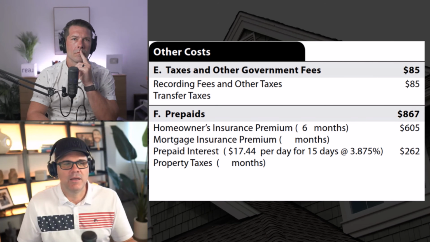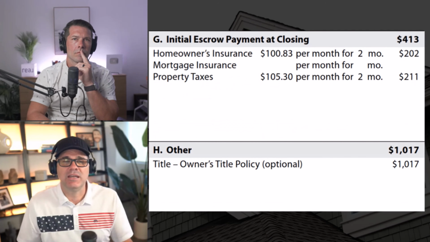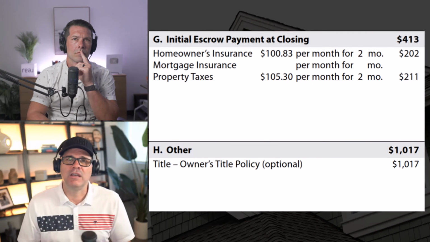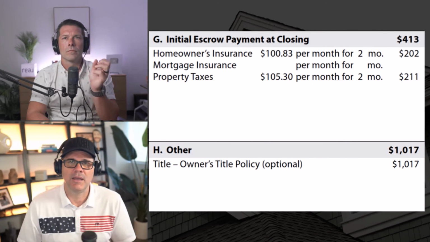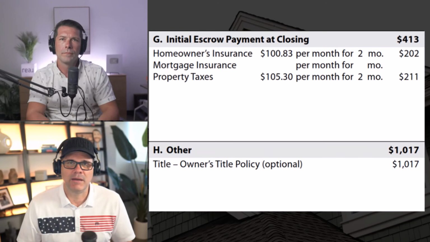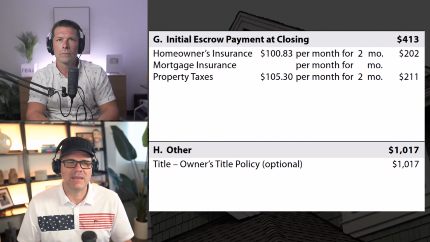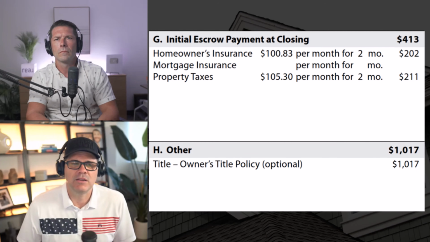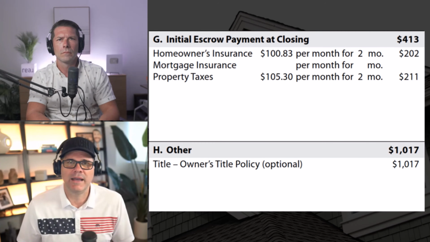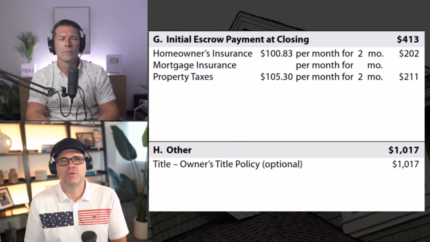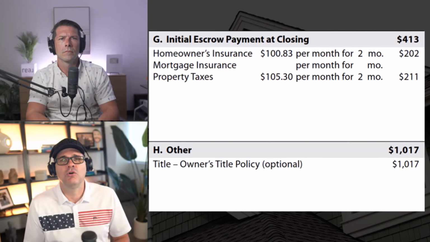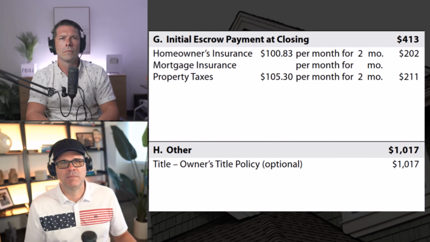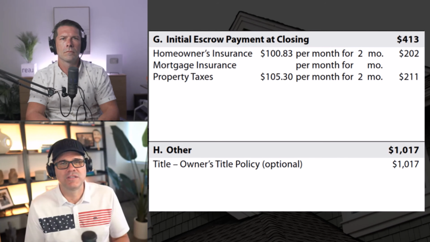But the next box, box G: if you're going to impound, if you're going to include your taxes and your insurance in your monthly payment, we have to fund that impound at closing. So you're going to look and say, wait, these are the same items. Homeowner's insurance, $100.83 a month. We're going to collect 2 months. Well, why is that? Well, we went through that example. If you close on the 15th, on the first of the following month, you don't make a payment. You don't make your first payment till the following month. So one of those 2 extra months covers that timeline there.